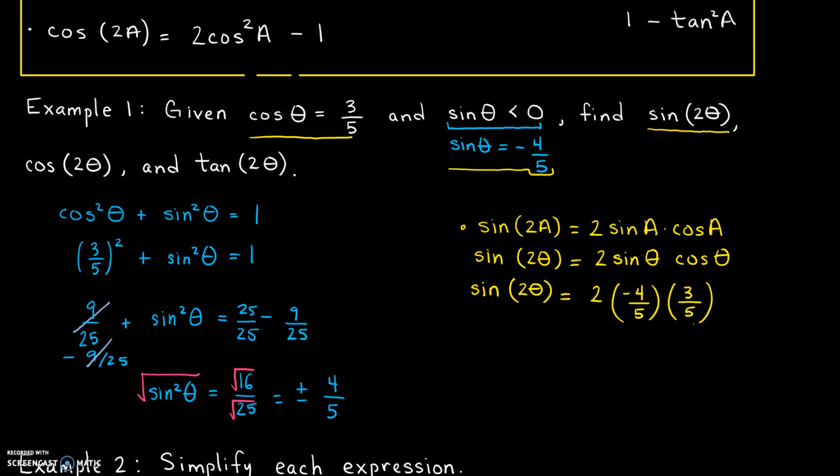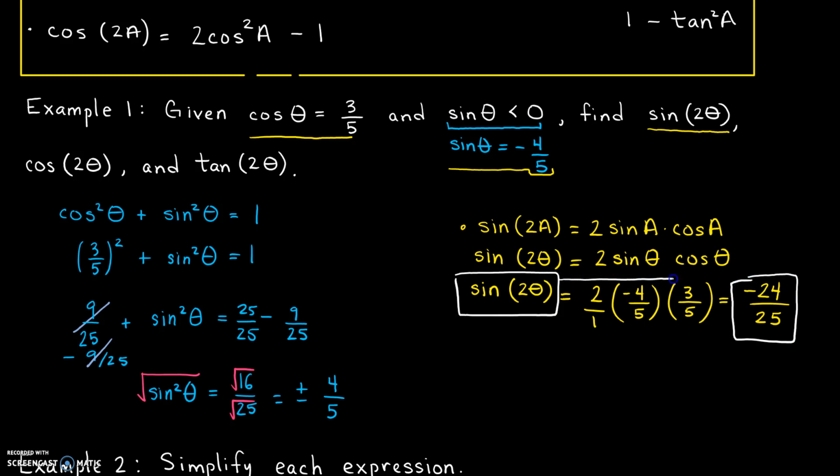And again, we just have 3 fractions here. We can think about this as 2 over 1. And again, to multiply fractions, we just multiply straight across. So 2 times negative 4 is negative 8. Negative 8 times 3 is negative 24. And then for the denominator, we're going to have 1 times 5, that's just 5. And so sine of 2 theta is just going to be negative 24 over 25. And that's how we go ahead and apply the definition.